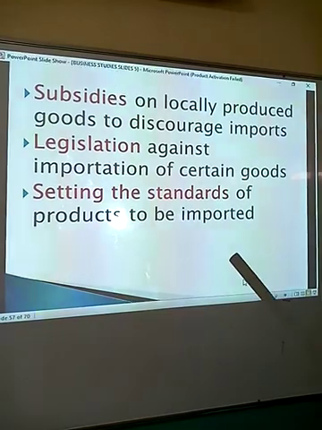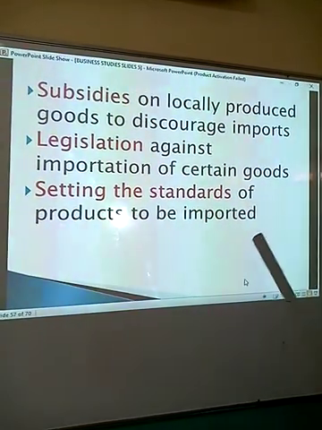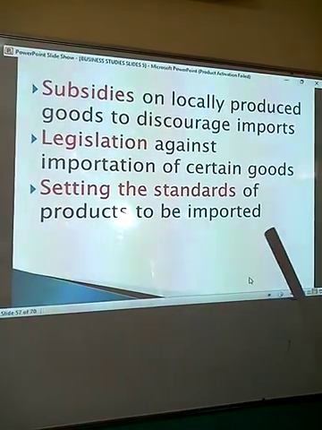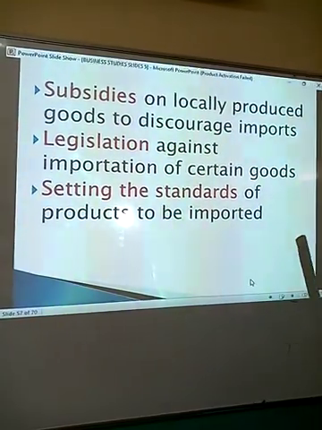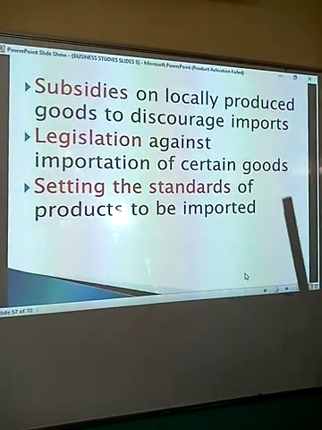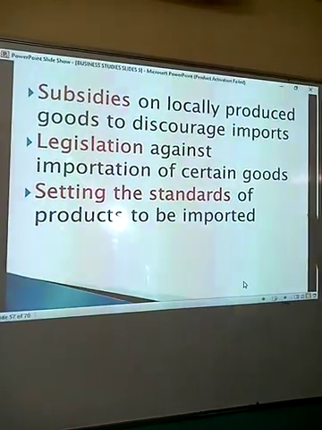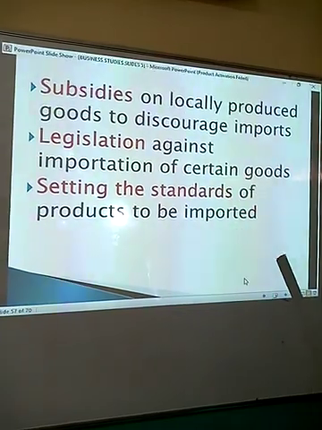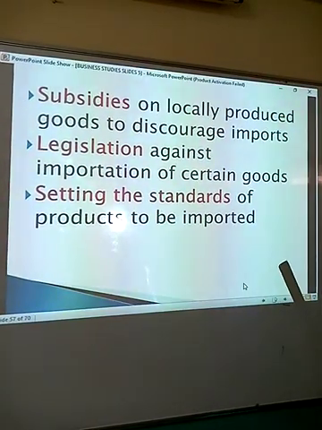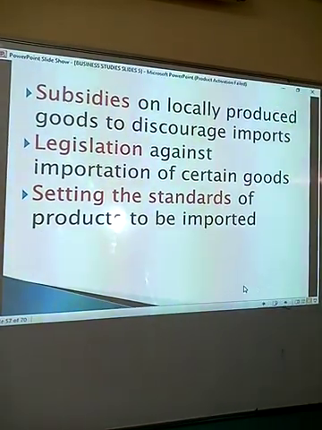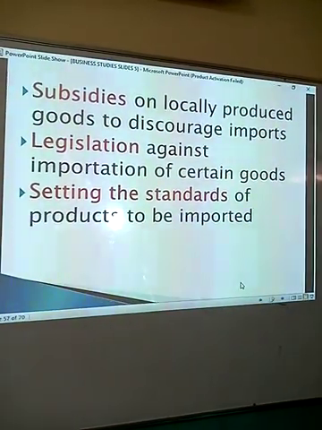Then we have legislation against importation of certain goods. The government can put up certain laws that discourage the importation of certain goods. Why will this be done? Maybe to promote local production, to ensure that a country does not import everything, even those that they can easily produce.